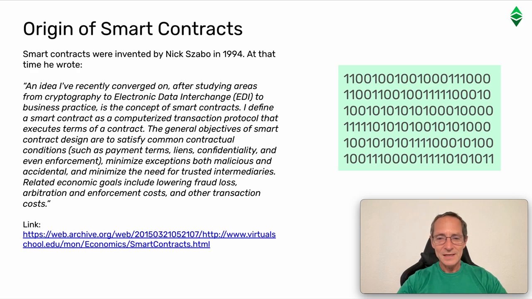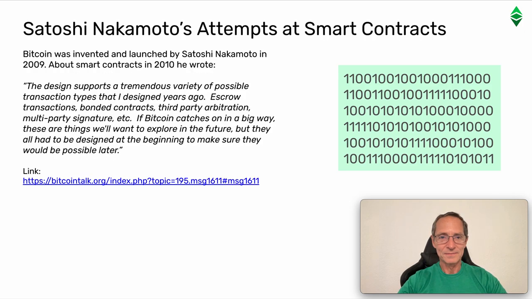The general objectives of smart contract design are to satisfy common contractual conditions such as payment terms, liens, confidentiality, and even enforcement, minimize exceptions, both malicious and accidental, and minimize the need for trusted intermediaries. Related economic goals include lowering fraud loss, arbitration and enforcement costs, and other transaction costs."